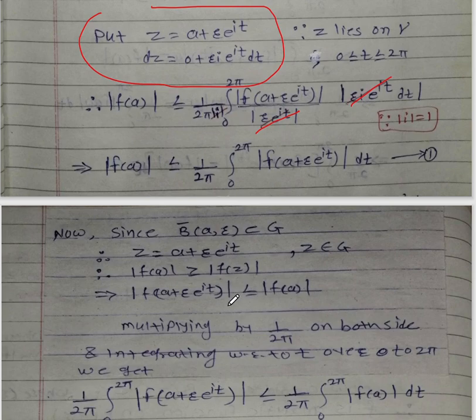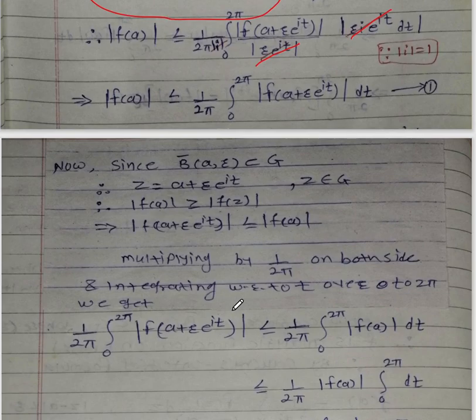So this can be written as, which implies mod f of a plus r e raised to power i t, putting the value of z, is less than or equal to mod f of a. We can write this term in this way. Now multiplying on both sides by 1 upon 2 pi and integrating with respect to t from 0 to 2 pi, we get 1 upon 2 pi integral 0 to 2 pi f of a plus r e raised to power i t less than or equal to 1 upon 2 pi integral 0 to 2 pi mod f of a dt.